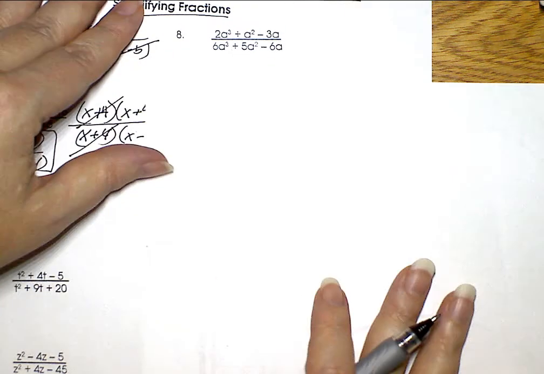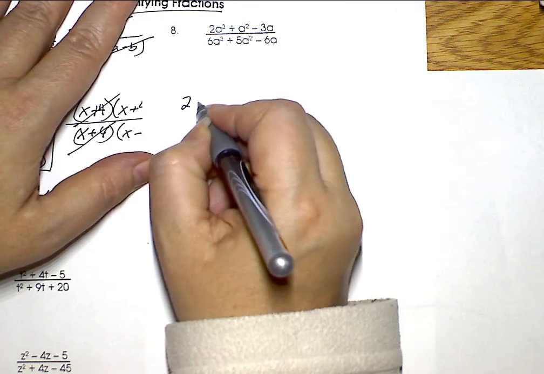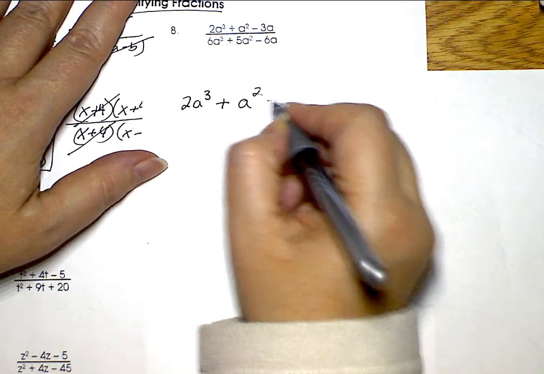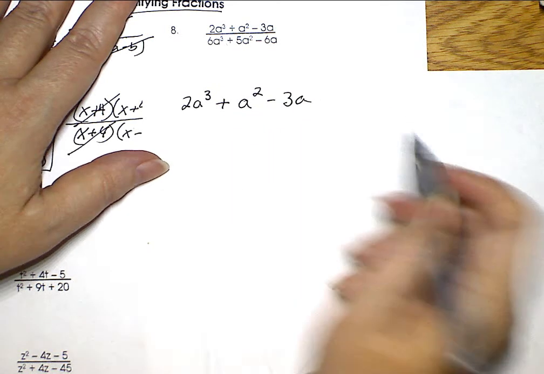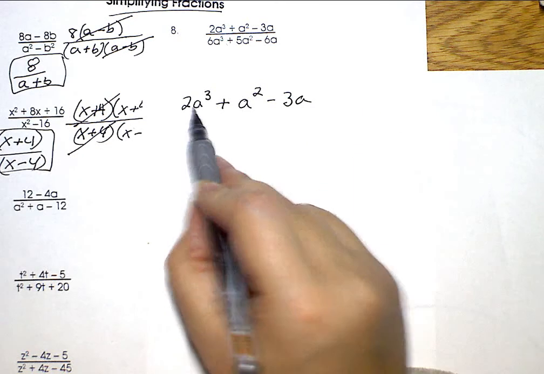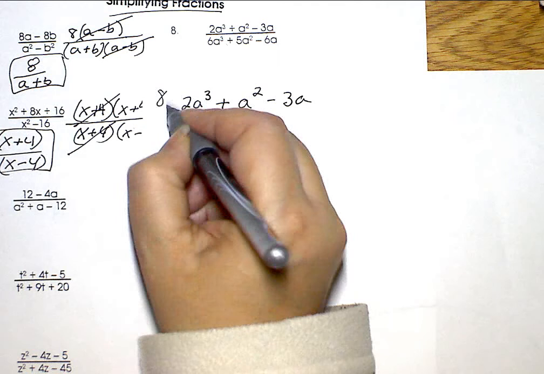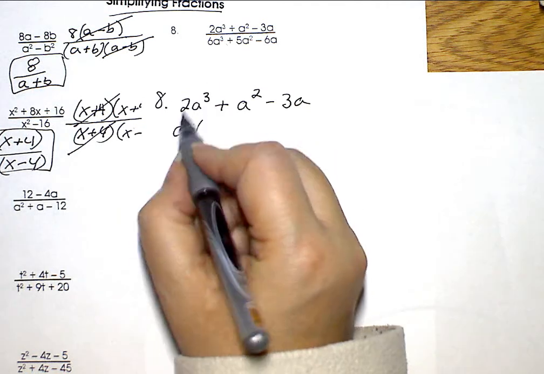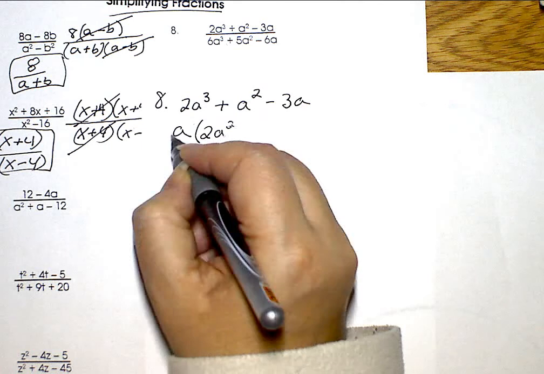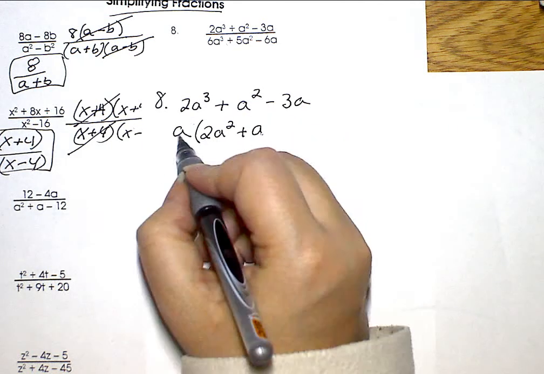So on 8, the first thing I would do is go 2a cubed plus a squared minus 3a. The first thing you always have to do is find out what's in common. A, see how the a's are all in all of them? So I'm going to pull out an a. A times what gives me 2a cubed? A times what gives me a squared? A times what gives me negative 3a?